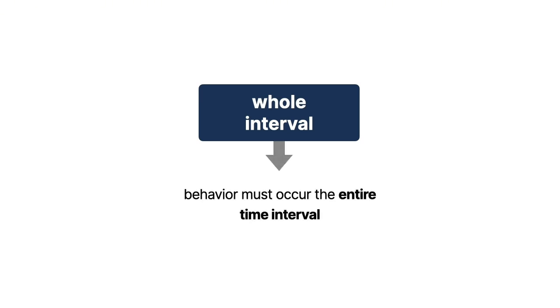The biggest difference between partial interval recording and whole interval recording procedures is that with the whole interval recording procedure, the behavior has to occur throughout the entire time interval for an X to go in the box. So let's say that our interval is 3 minutes long, and the behavior we're looking at is class participation. For example, participating in circle time. So we want the student to be participating in circle time activities throughout the entire 3-minute interval.